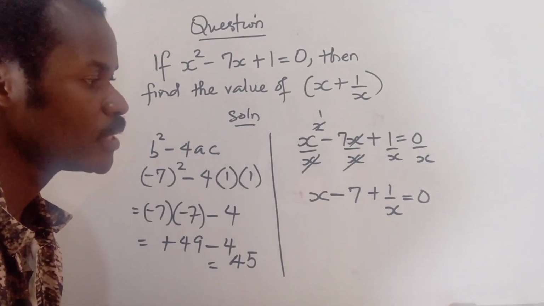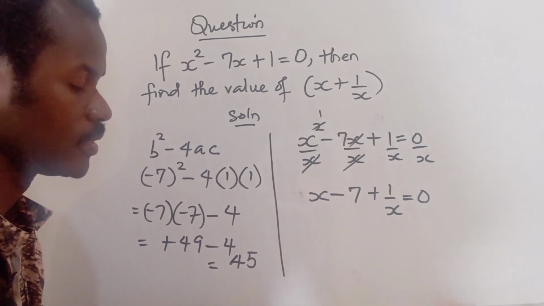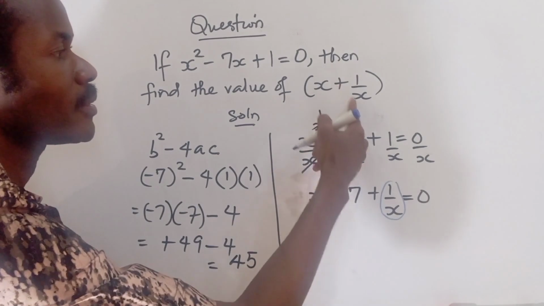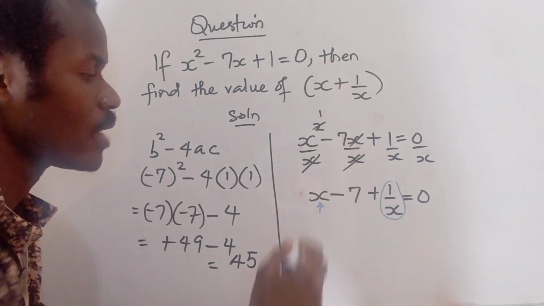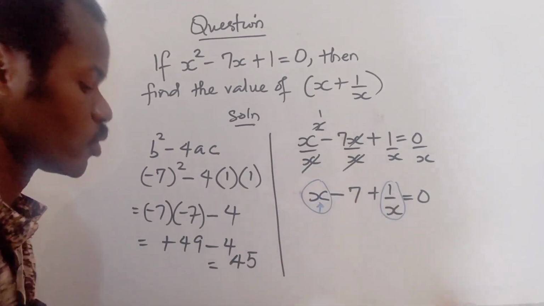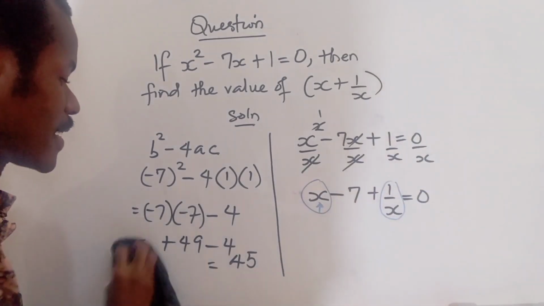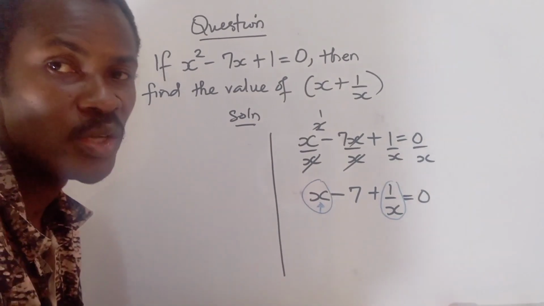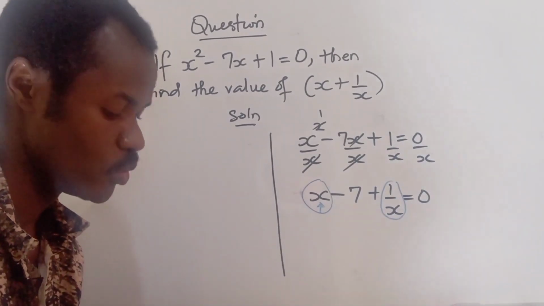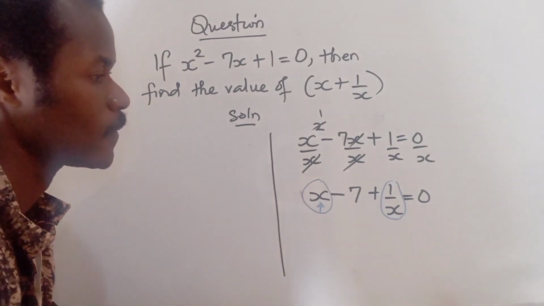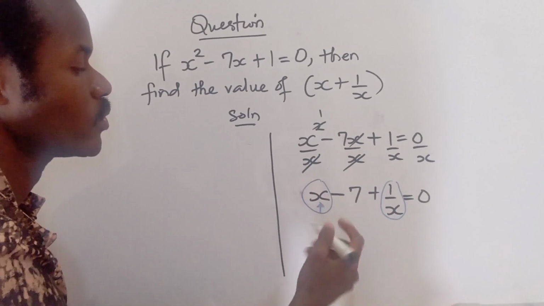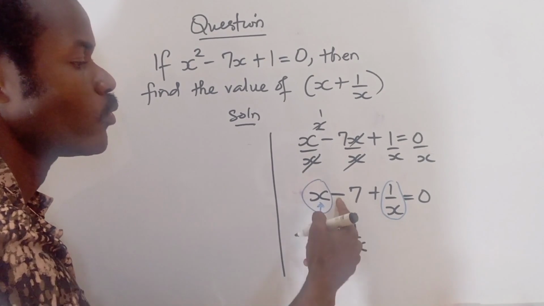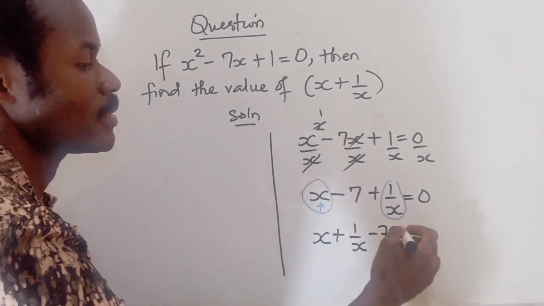Okay. Now at this point, we can realize something here. I can see we have x and we have our plus 1 over x. So now that we can see x and plus 1 over x, it means I can decide to rearrange that equation. So if I rearrange that equation, what would that give us? All I need to do is bring this close to this. So I'm going to have x plus 1 over x, we have minus 7.